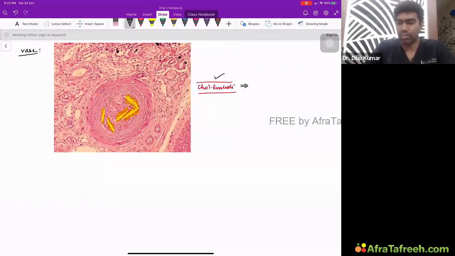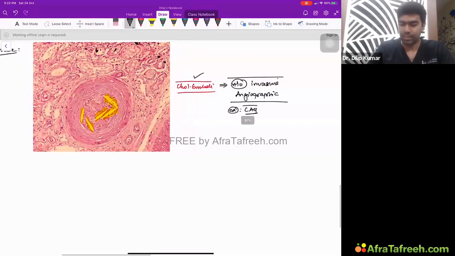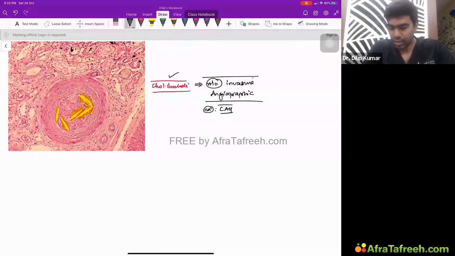So basically, cholesterol emboli happens after an invasive angiographic procedure. In exam, the best example of an invasive angiographic procedure is going to be the coronary angiogram. That's going to be the best example of an invasive angiographic procedure in the first place. So in this setting, there is one more important differential diagnosis.